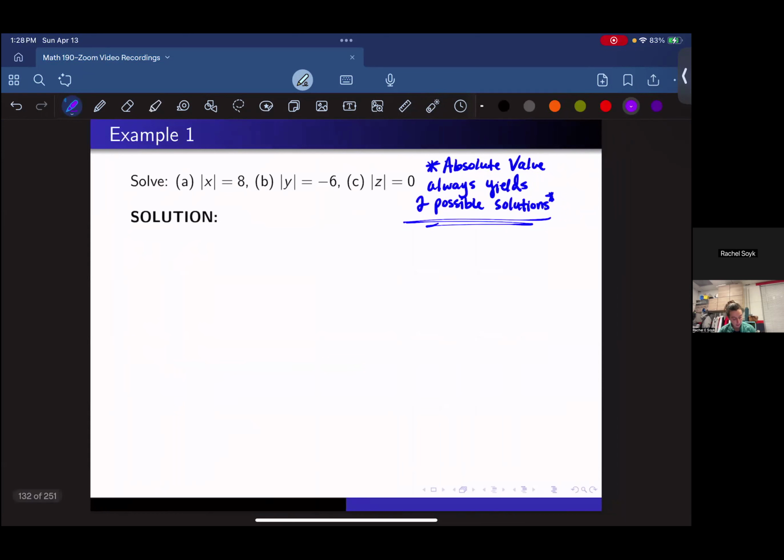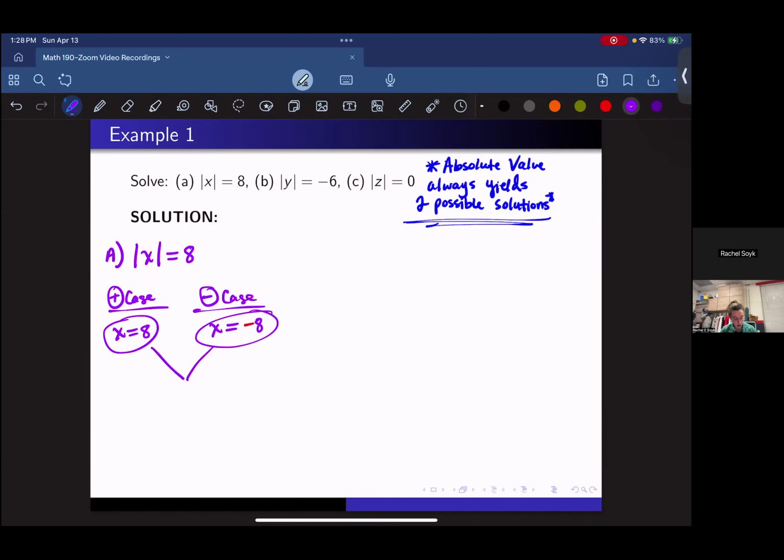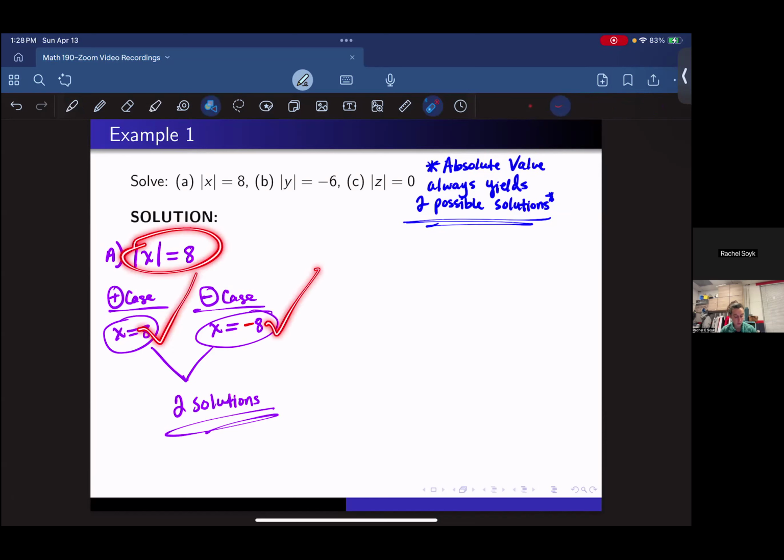So now let's take a look at example 1. We have absolute value of x is equal to 8. Well, we have a positive and we have a negative case. Our positive case tells us just drop the absolute value and our solution is 8. Our negative case tells us to drop the absolute value and then multiply that right-hand side by a -1. And we get -8. These are our two solutions. If we plugged this back into the original equation and solved, they would both work. And we're done.